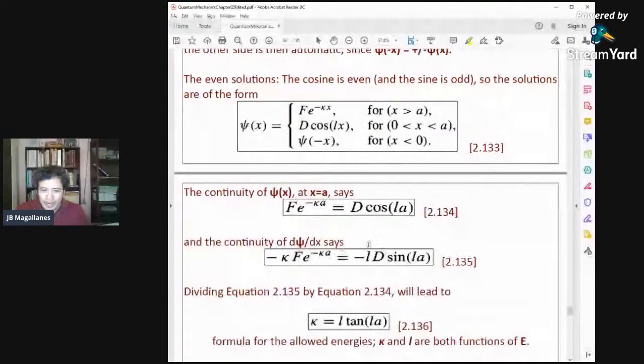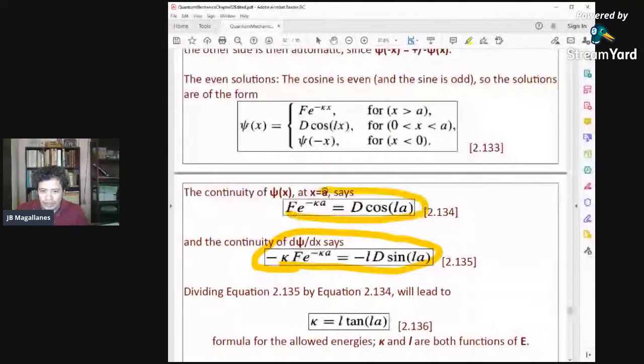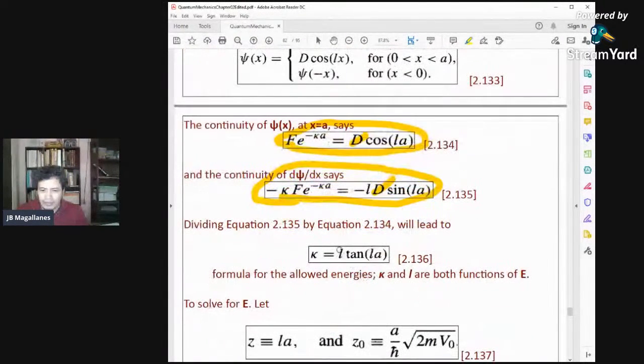Then you can divide this equation with this equation. So if you divide that, you can cancel f and the exponential of negative kappa a, and then you can also cancel b and d, and then you will have this one.